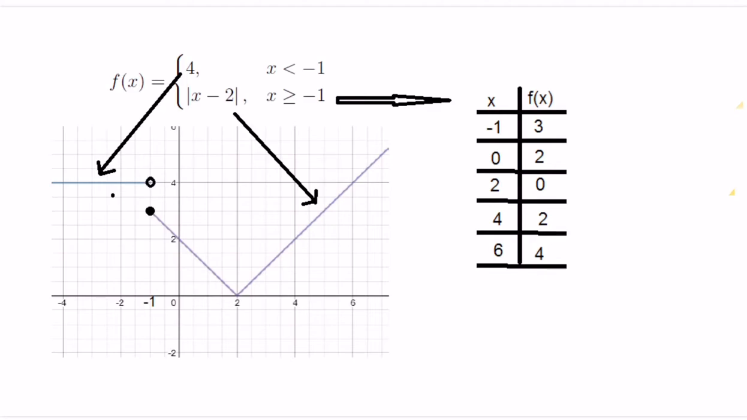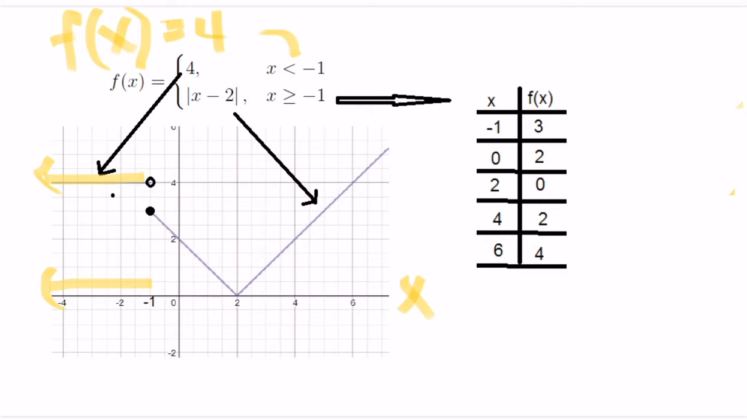Our first subfunction is f of x equals 4, and the domain is x less than -1. On this portion of our x axis, the y value is always 4, so we can create a horizontal line here. That is a constant function. By the term itself, constant, it doesn't change.